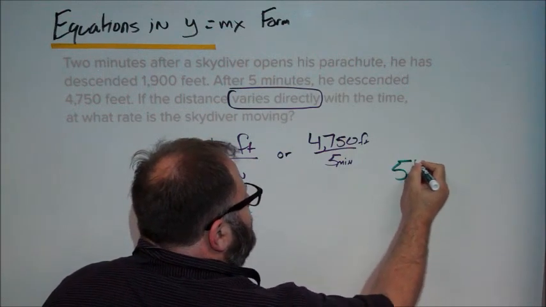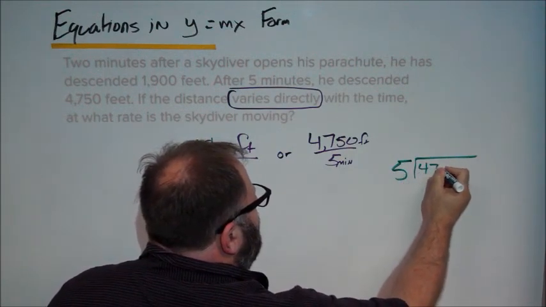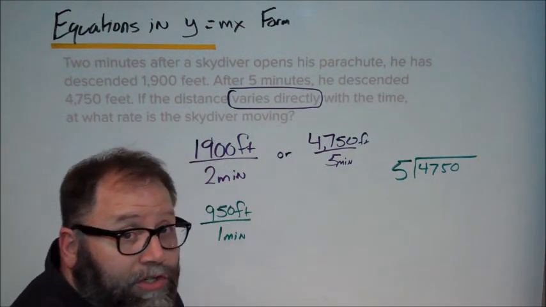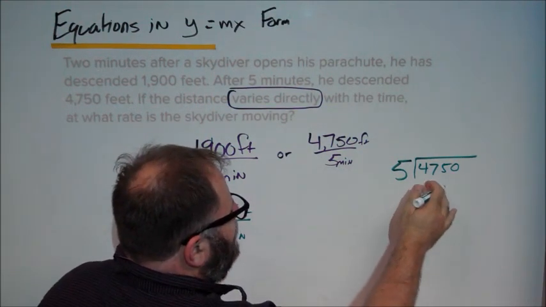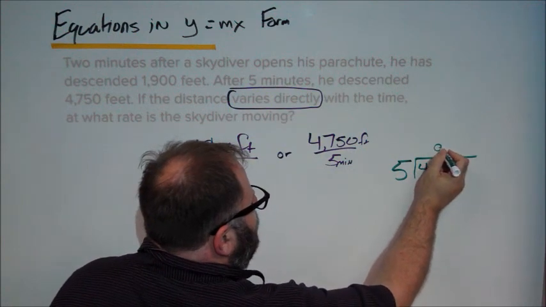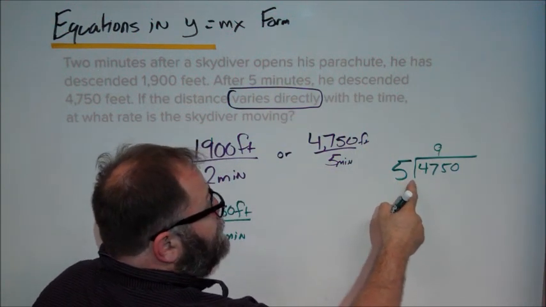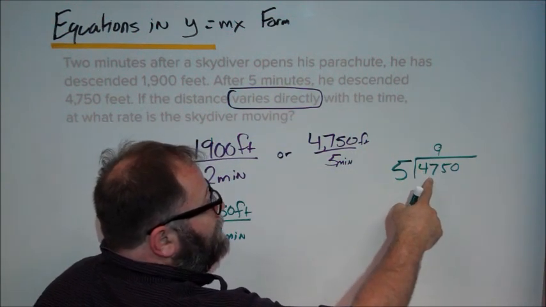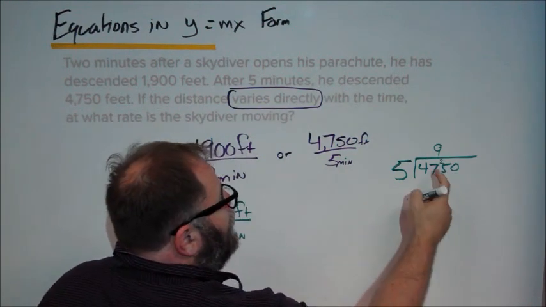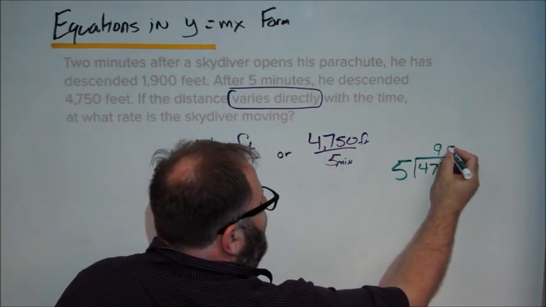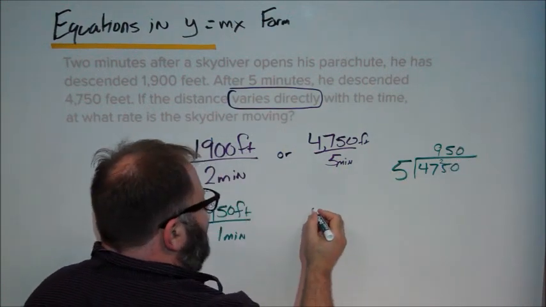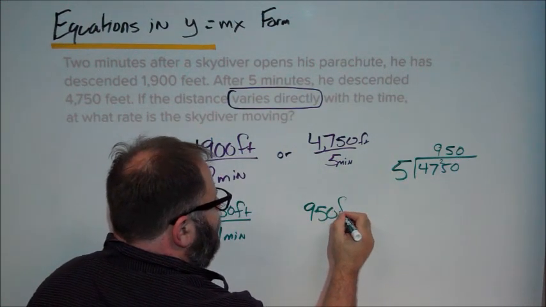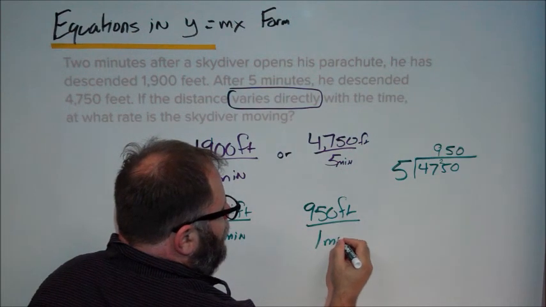This one we'll just set up as a quick, I'll show you some short division. This is short division, something I learned when we were doing this on stone tablets. So 9 times 5 is 45. 47 minus 45 is 2. How many 5s in 25? 5. 5 times 5 is 25. That's 0. Great. 950 feet for every 1 minute.